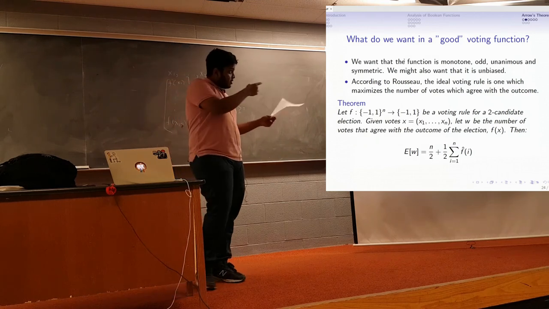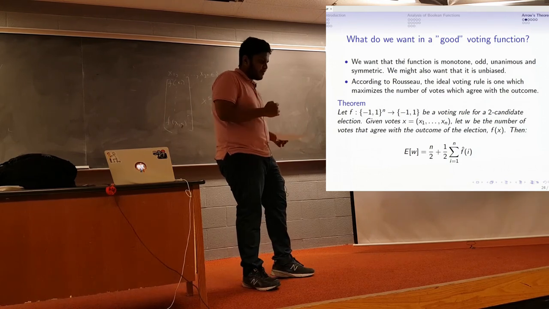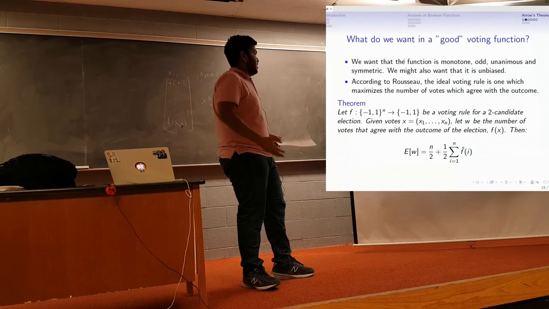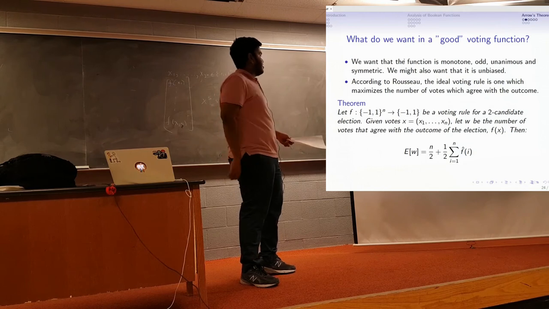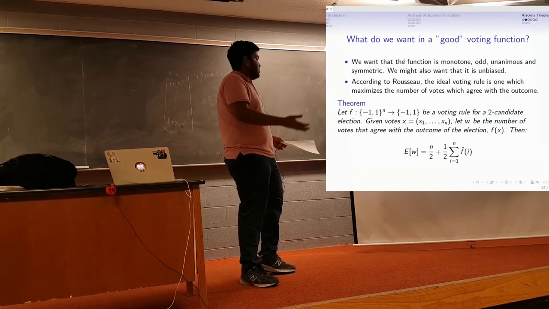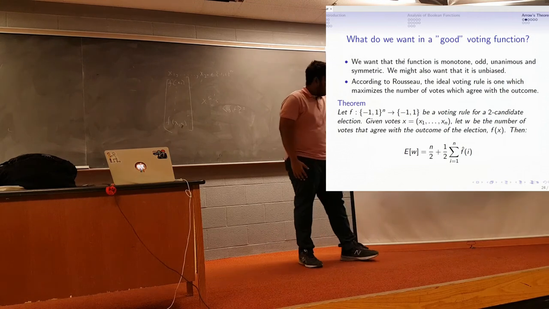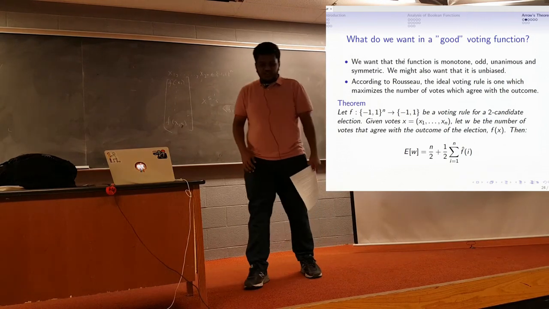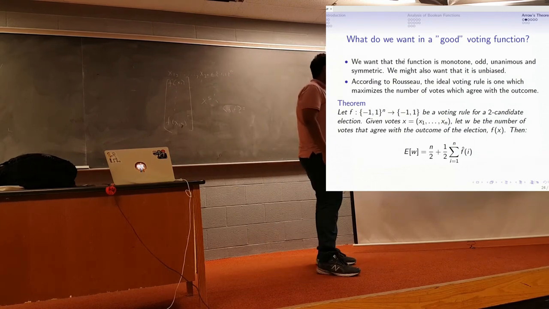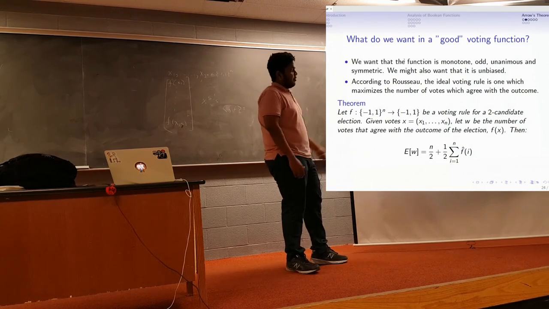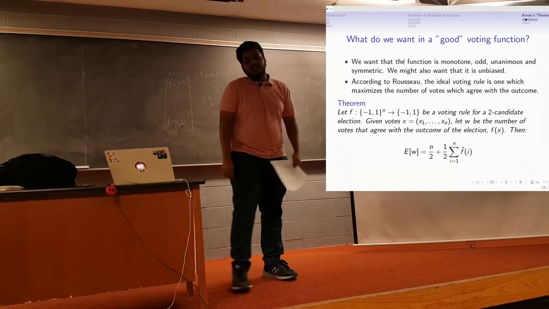So this theorem gives us a good characterization of what kind of functions maximize the number of votes that agree with the outcome. It says that if we have any voting rule for a two-candidate election and some votes X, then the number of votes that agree with the outcome is directly proportional to that quantity right here, which is the sum of all the degree one Fourier coefficients, meaning all the Fourier coefficients of the sets containing only one element. So the expected value of W, or W itself, is directly proportional to that sum. So whenever we are looking for a good voting rule or voting function, we want to maximize that sum, basically.